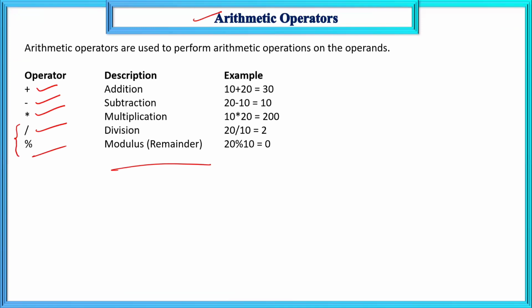See, addition of 15 plus 4 is 19. Subtraction, multiplication, division means quotient. Modulo division is remainder. Clear? These are arithmetic operators. Think of them as the basic ones.